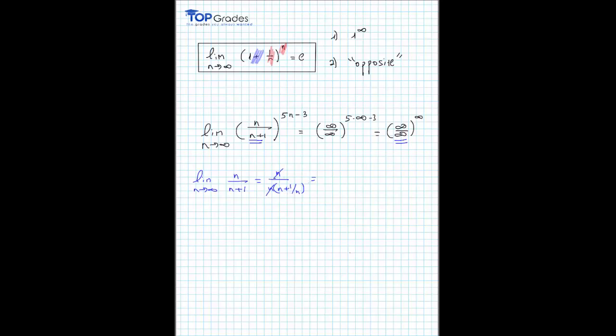Sorry, it's not correct. We have 1 here, and 1 plus 1 over n. This goes to 0, this cancels. We get 1 in the denominator and the limit is 1. So we get 1 to the power of infinity. This means we have Euler.